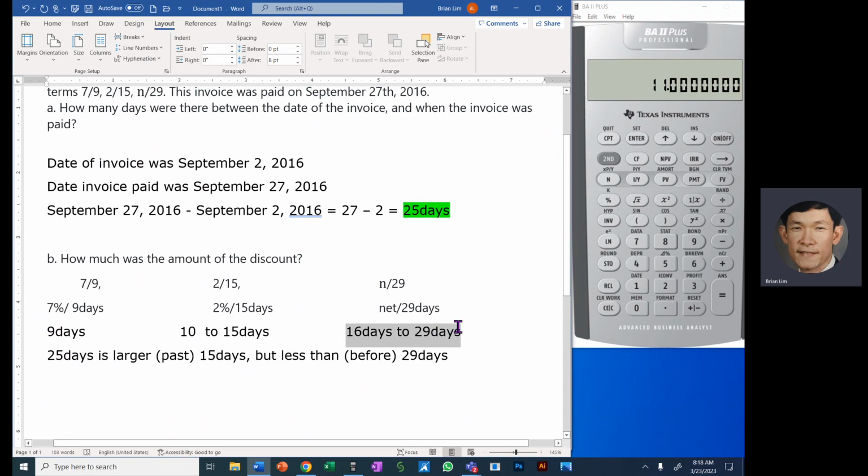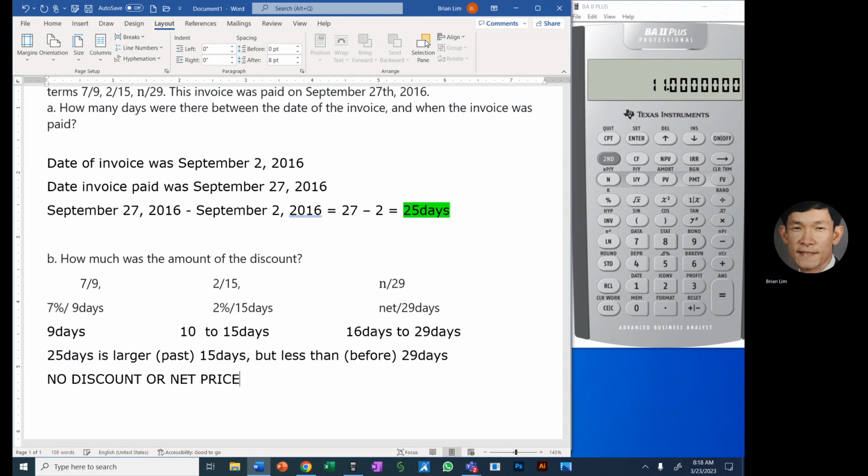So 25 lies between 16 and 29. So what does that mean? Yes, that means it's net. So there is no discount. Okay, so no discount. All right, we can put it in caps if you wish: NO DISCOUNT. Or you could say net price, or net amount, I should say. That might be a better term to use, the net amount on the invoice.